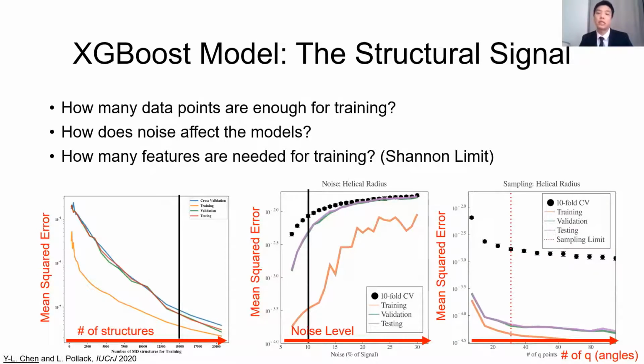which is my personal favorite, how many Q points are needed for representing the WAXS profile? This is also known as the Shannon sampling limit of solution scattering. In our case, this Shannon limit is the red line. As you can see, the mean square error starts to surge if the WAXS profile is physically undersampled, losing a lot of important correlations or structural information in the profile, so that the XGBoost model couldn't learn or performs poorly.